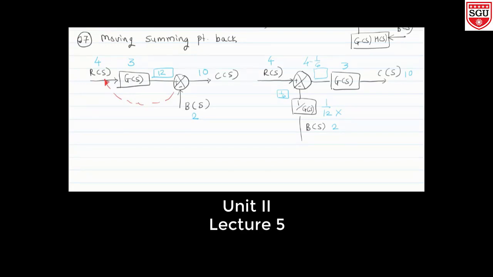Sir, 11 point something. No, sir, 11.49. So what is wrong? What things are wrong? Where are we wrong? Sir, 1 by G of s. Now I want the answer from you. 1 by G of s is equal to 1 by 3. Yes.